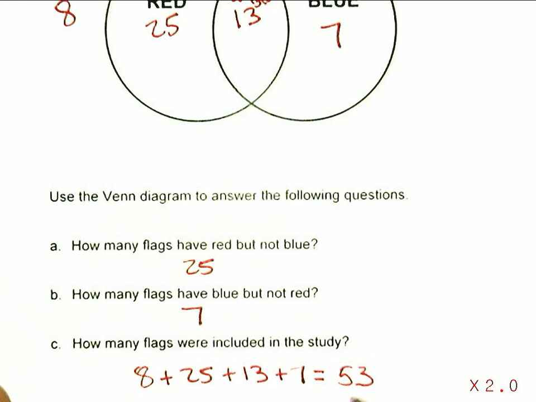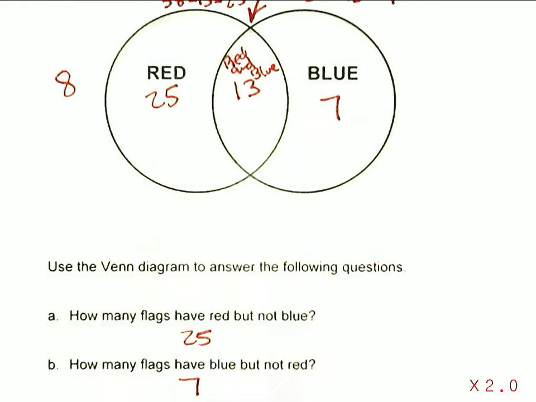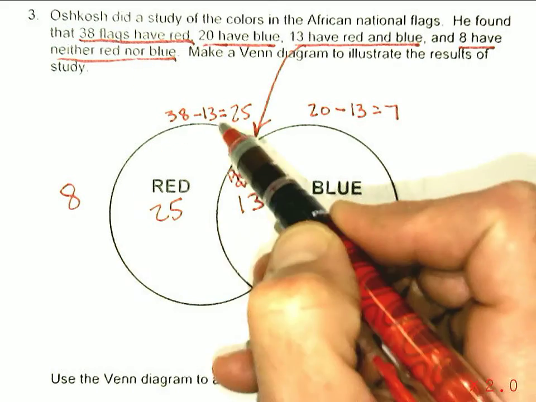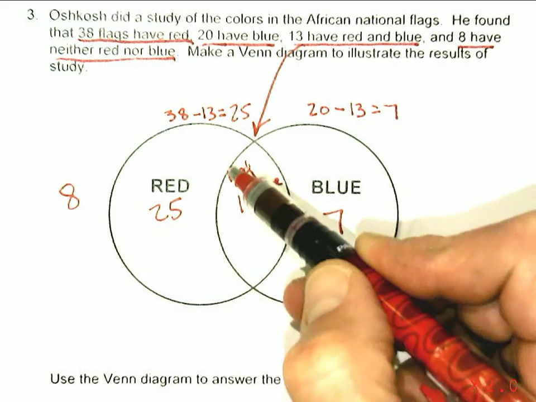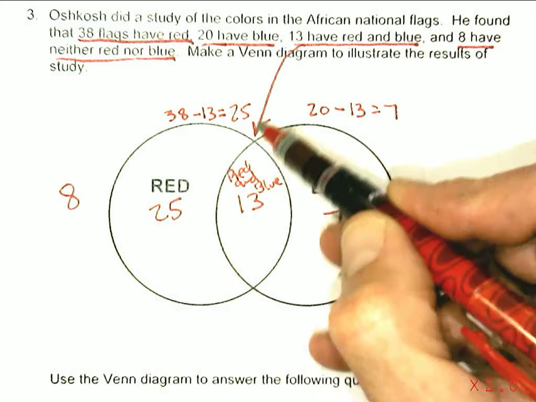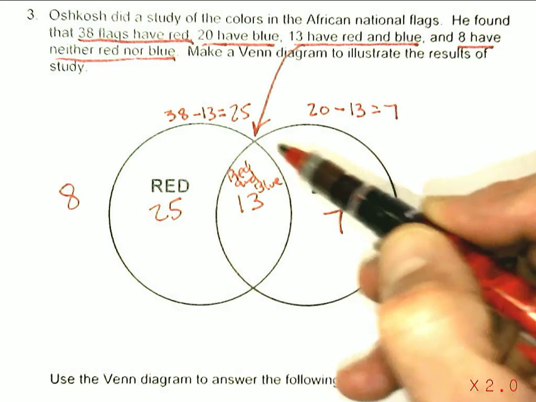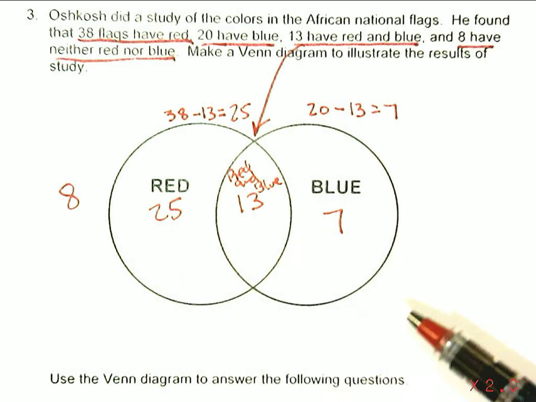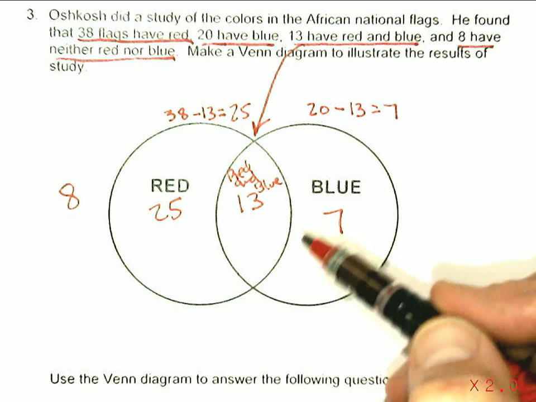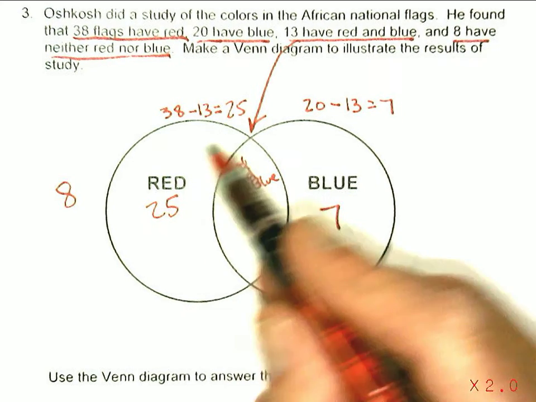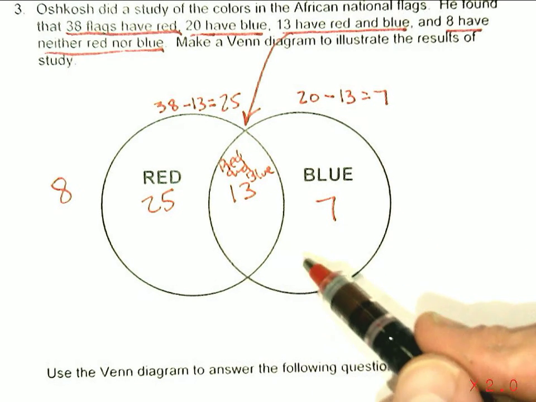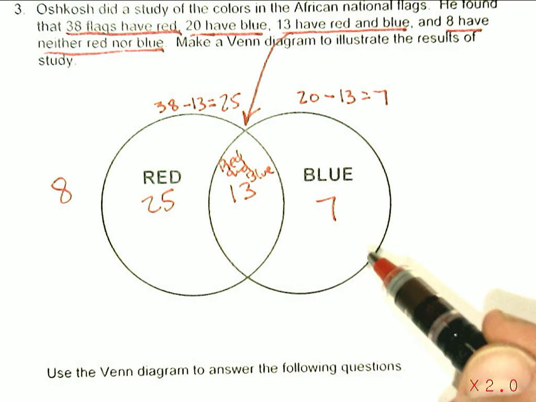So they started with 53, and then they found that 38 had red, and that's where we got these combined here are red, 20 blue, 13 and 7 is 20. 13 have red and blue, and then we have the 8 that have neither. And so again, we started with 53 to begin with. 53 flags broken up into the different types and parts, and we can identify them again using Venn diagrams to separate the information.